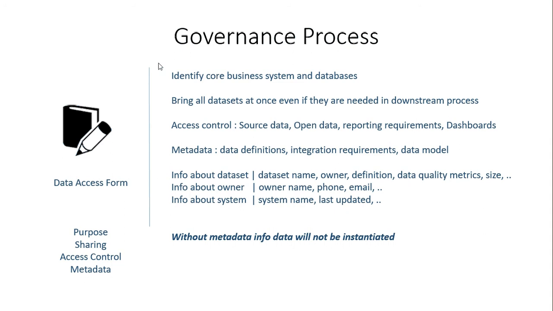And in terms of getting the metadata, we gather about 26 parameters during the data instantiation, and some of them are about datasets, owners, and also about the system itself. Without the metadata information, the data will not be instantiated.